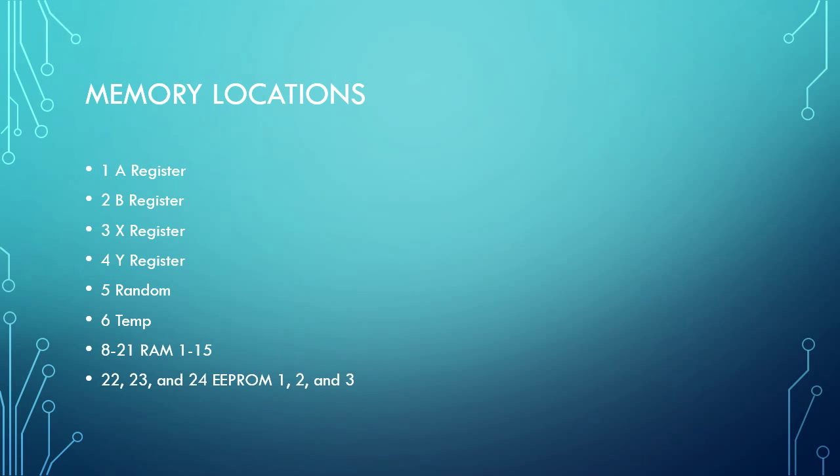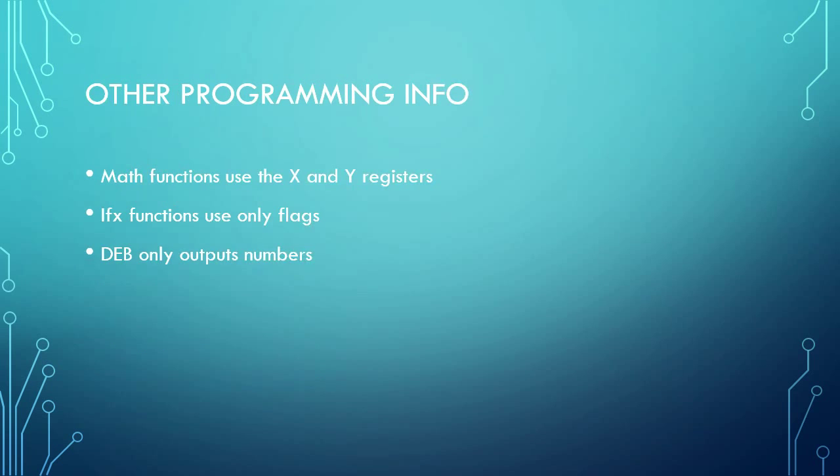8 through 21 is the RAM locations, 1 through 15. And then 22, 23, and 24 correspond to the EEPROM 1, 2, and 3 respectively. And some other programming information. Math functions always use the X and Y registers, which means, let me open a notepad.